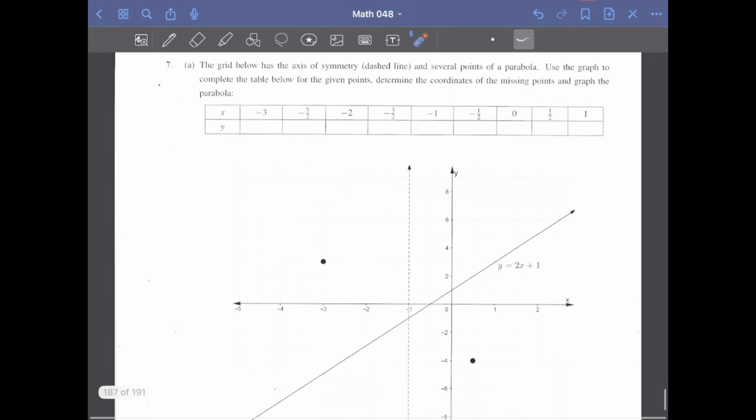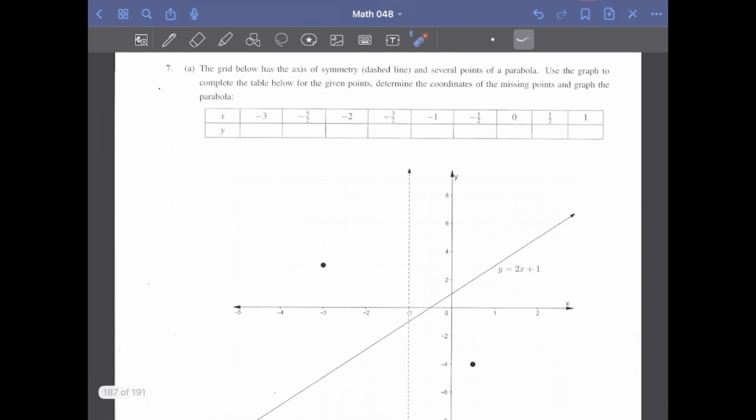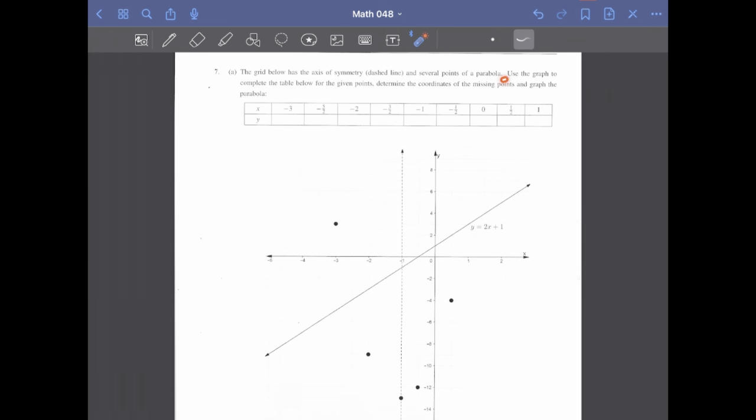Okay. The grid below has the axis of symmetry, dashed line, and several points of a parabola. Use the graph to complete the table below for the given points. Determine the coordinates of the missing points and graph the parabola. Okay, so use the graph to complete the table below for the given points.